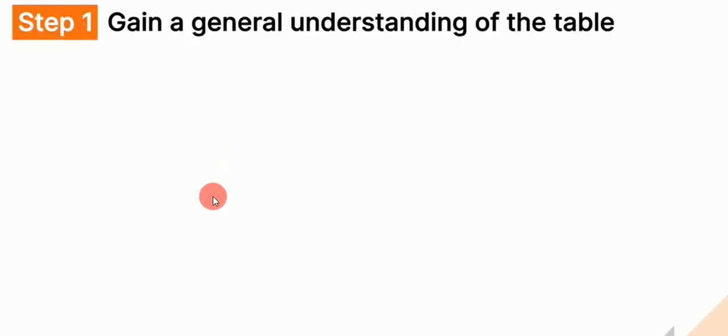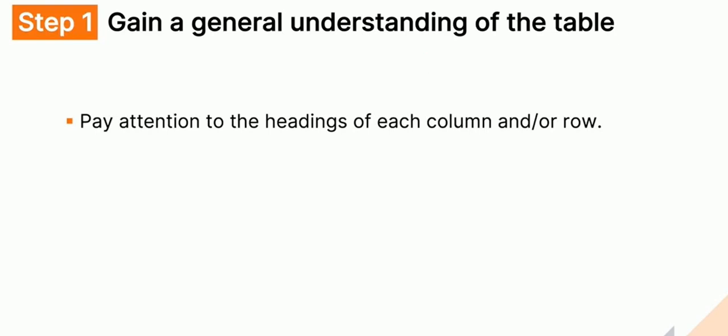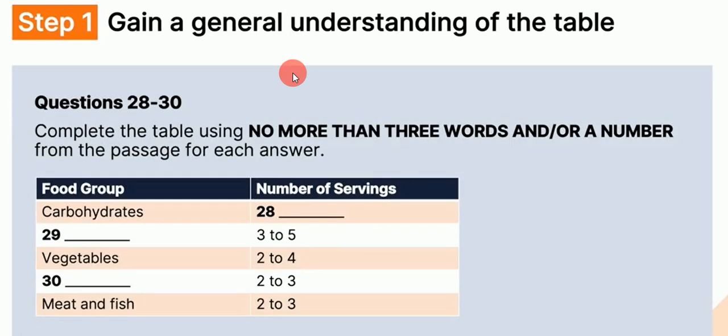The first step involves looking at the table to gain a general understanding of what kind of information it contains. There are several aspects of the table to consider. Firstly, pay attention to the headings of each column and/or each row. In this case, the first column contains the names of food groups, and the second is the number of servings. You'll also notice the rows do not have any labels or headings in this case.